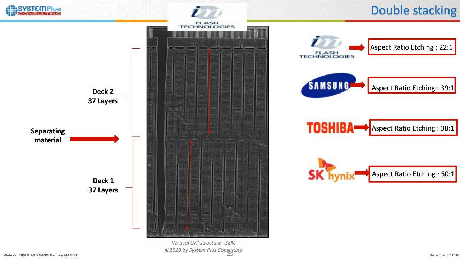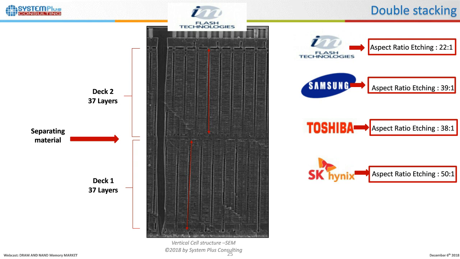I talked about the aspect ratio. So here we have a strategy that Micron and Intel use to overcome this. They use double stacking, where they stack the layers. They first do the first 37 layers. This is the first stack. They stack the 37 layers, and then they have a separating material, and then they stack the second deck.